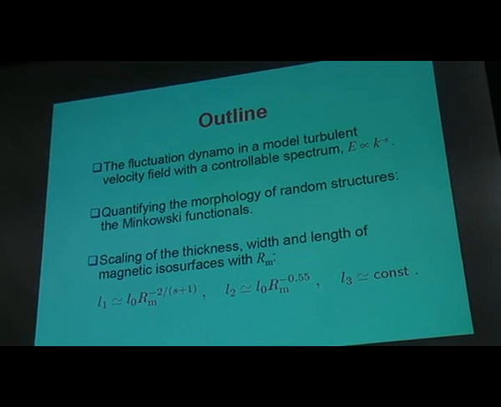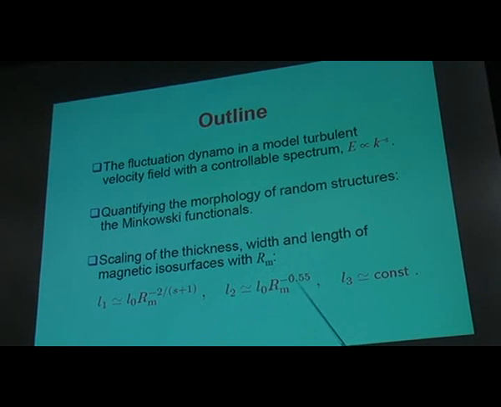We were able to identify three length scales in the magnetic structures produced by the fluctuation dynamo. We argue that they have the shape of magnetic filaments whose thickness depends on the spectral slope. It's basically 3/4 in the Kolmogorov spectrum 5/3, whose width behaves differently. It shows the scaling on magnetic Reynolds number Rm independent of the spectral slope. It's a distinct behavior.